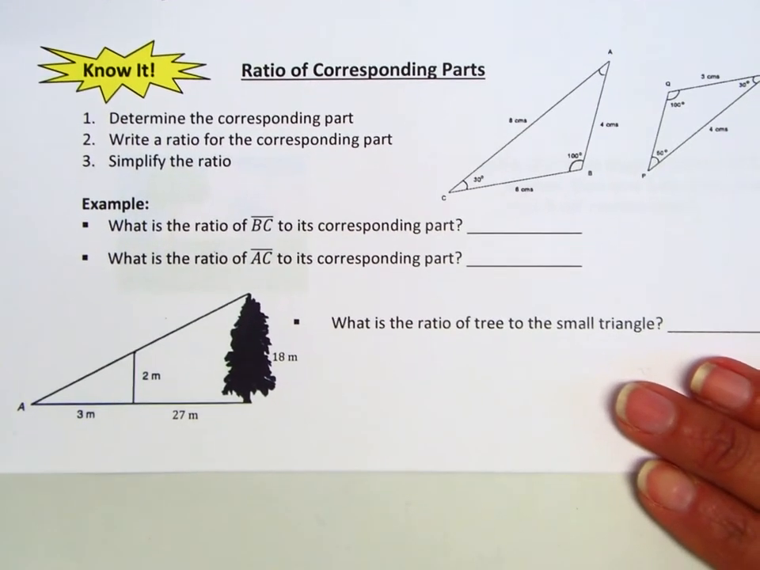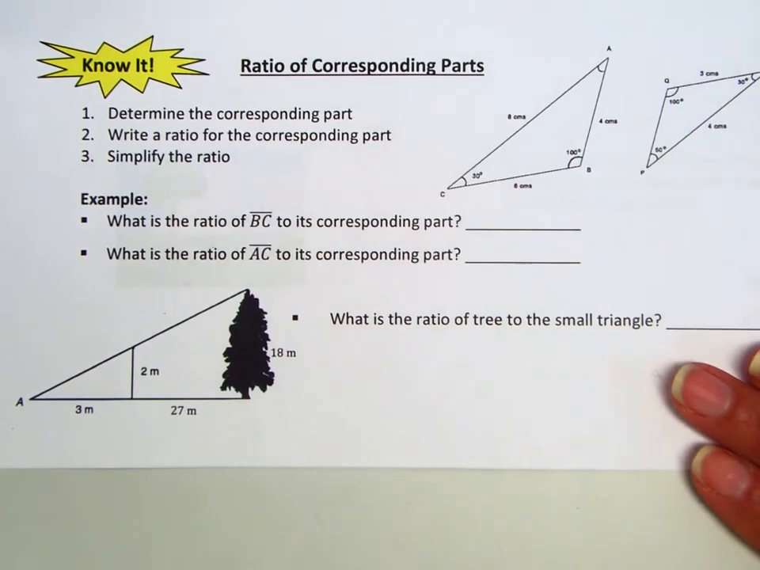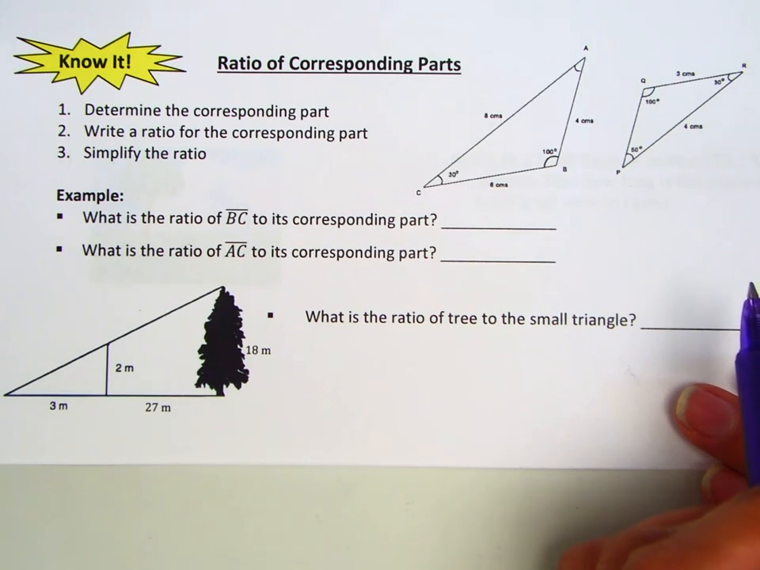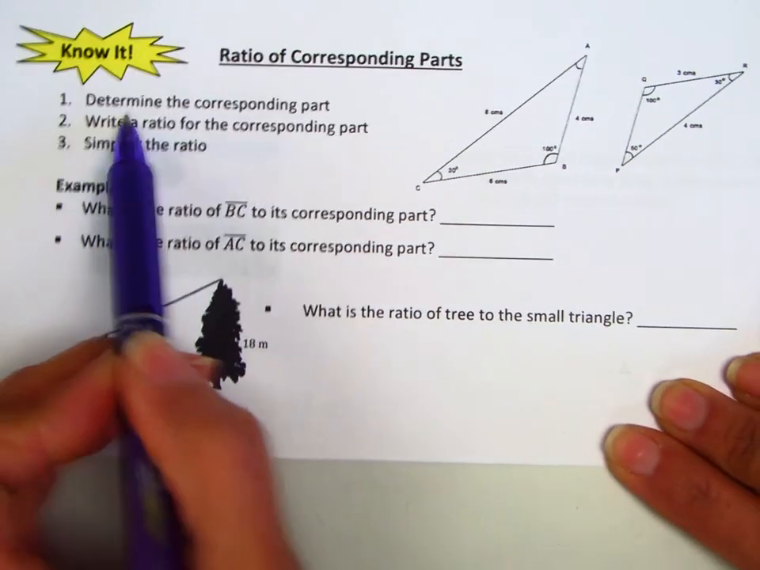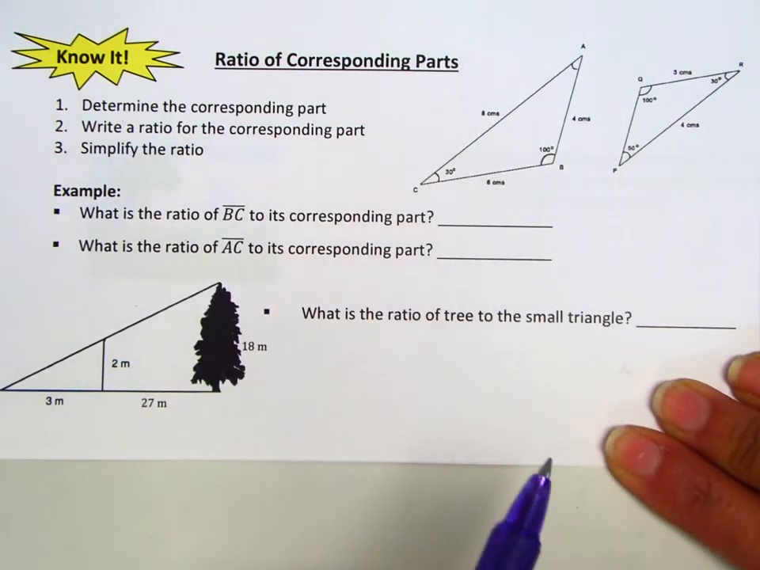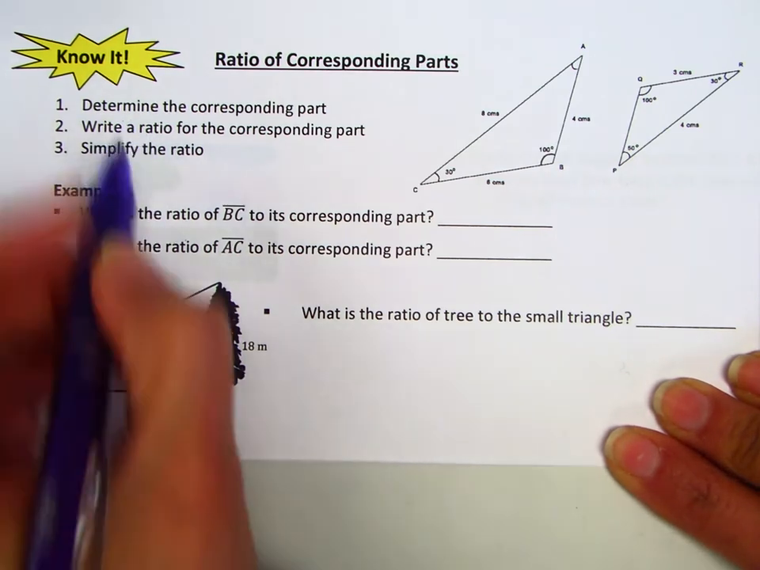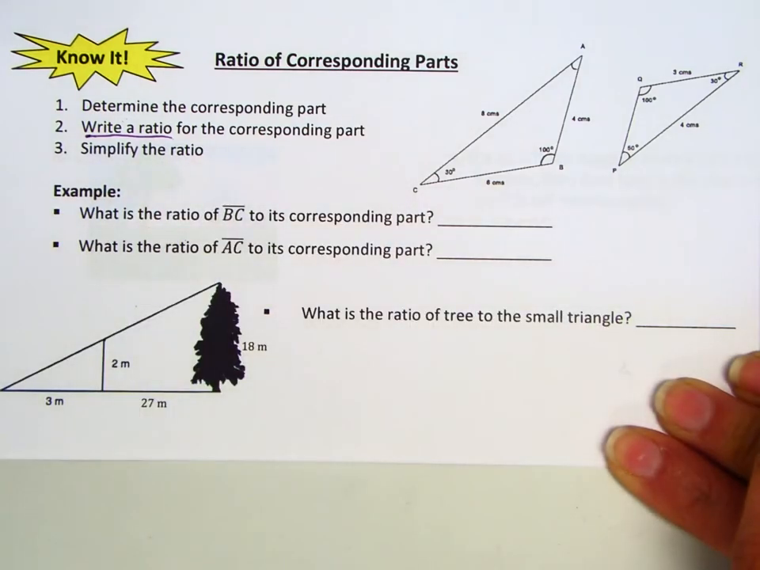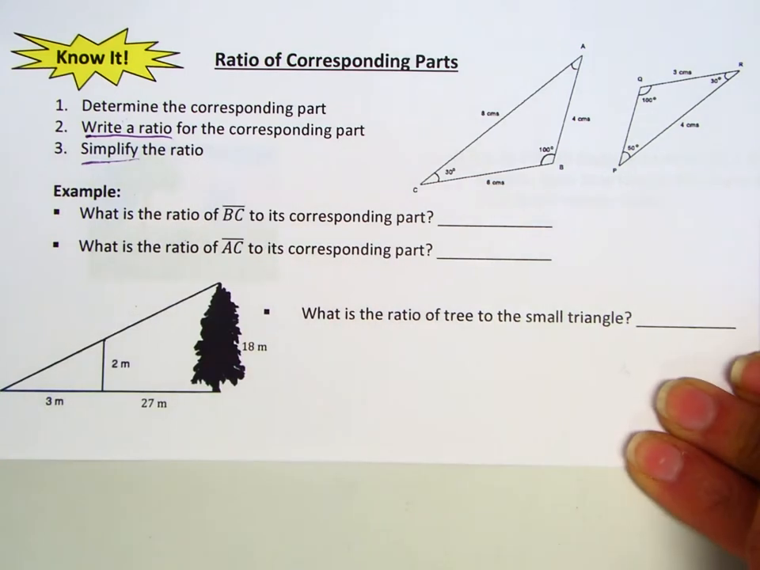And if you remember, a ratio is a comparison of two quantities. And in this case, we're going to have two shapes, and we need to find the corresponding part and write a ratio for the measurement of those parts. So I have two triangles here. We'll do that example in a minute. But the first thing we want to do is find the corresponding part. Then we're going to write a ratio for those corresponding parts. And then we simplify the ratio if we can.